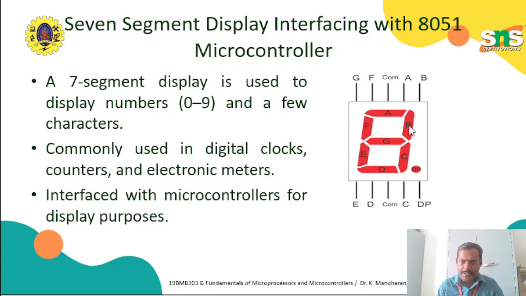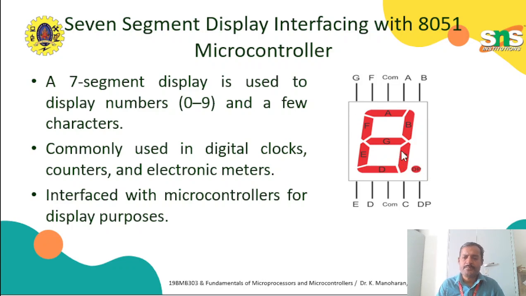Look at this: A, B, C, D, E, F, G, and this is the dot point. Each one will be considered a single LED. So we can turn on or turn off these LEDs to display the information. So 7 segments plus 1 dot point, totally we have 8 display elements.